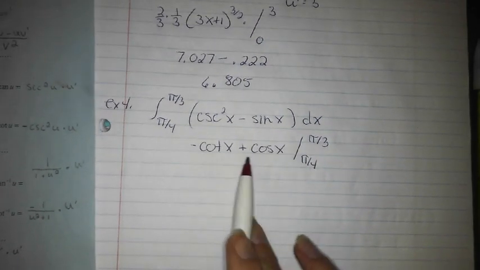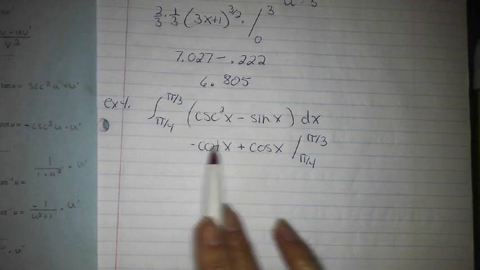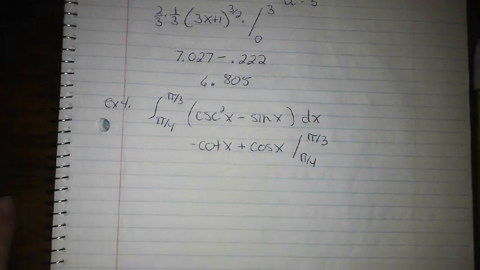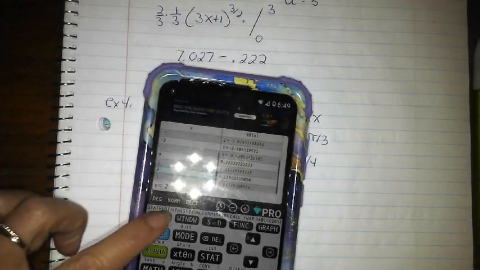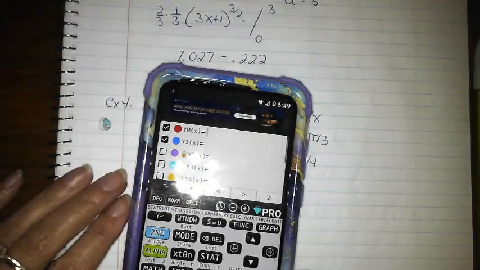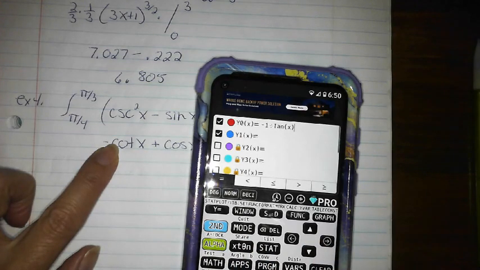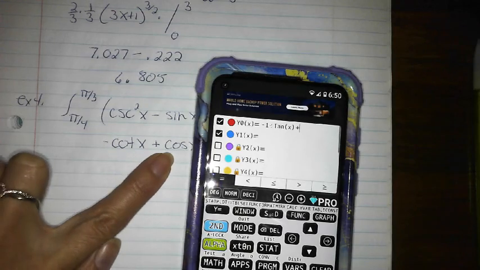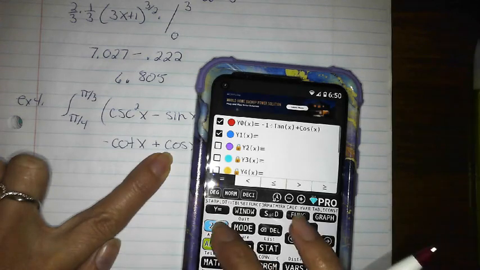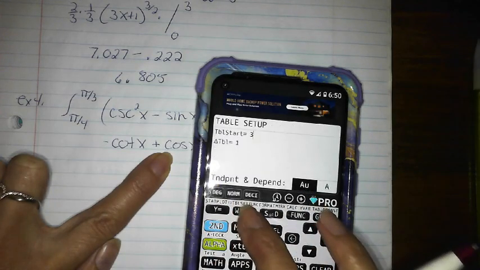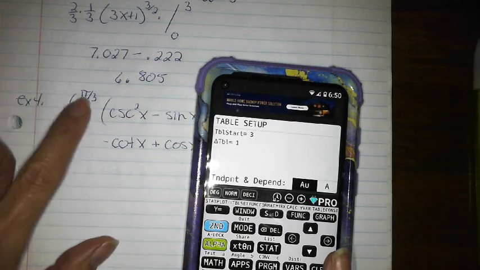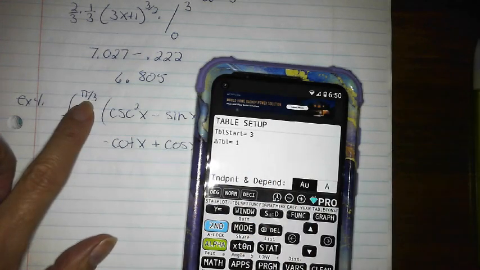So we can go right to the y, because I got to plug both of them in. So I'll do like I've been doing. Go to the y equals. Clear out what you have. We want a negative cotangent, which is a negative 1 divided by tan x plus cosine x, and table set. We want pi over 3. I'll probably have to come back and do both of these.